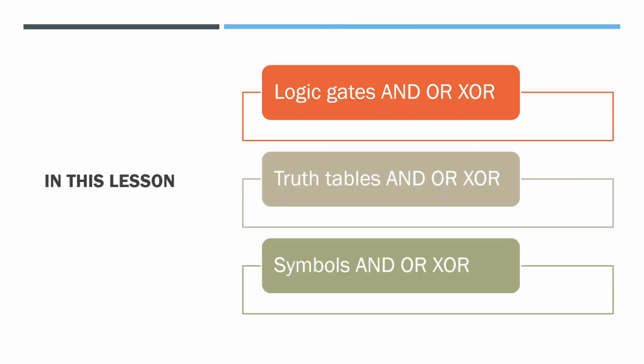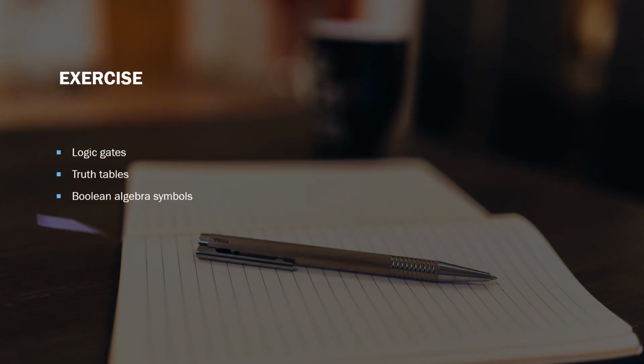So in this lesson, you have looked at the logic gates for the 3 operations AND, OR, and XOR. You've looked at the truth tables for those operations, and you've looked at the symbols for those operations. So go to your notebook, your revision book, and make notes so that you've got notes on AND, OR, and XOR, covering the logic gate, the truth table, and the Boolean algebra symbols for all 3.